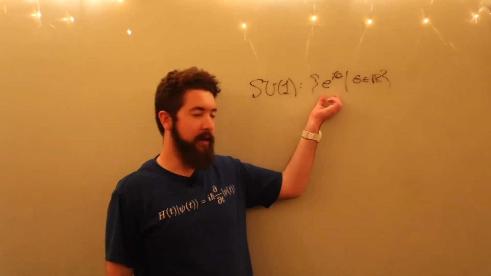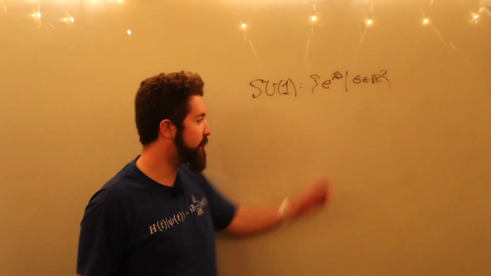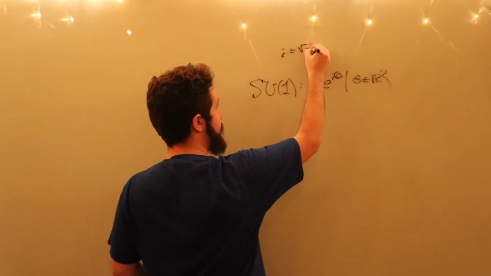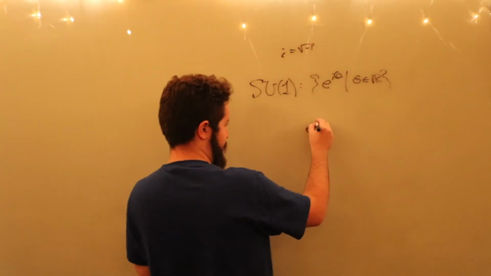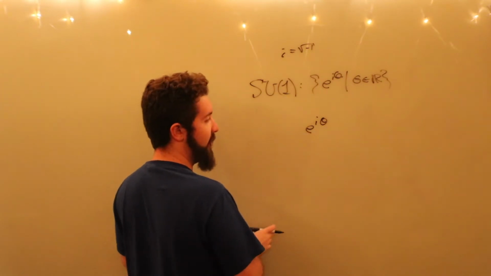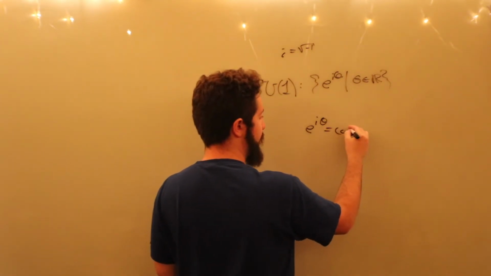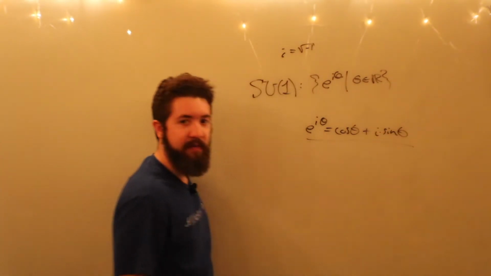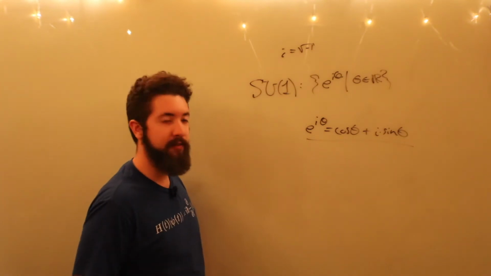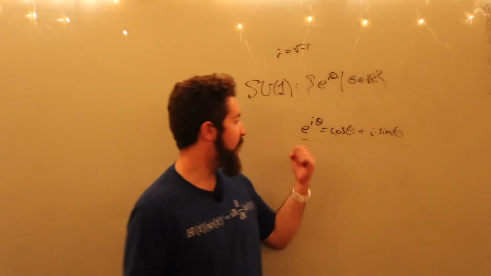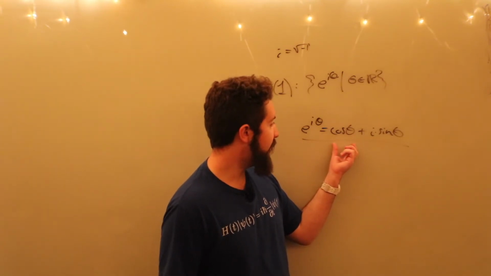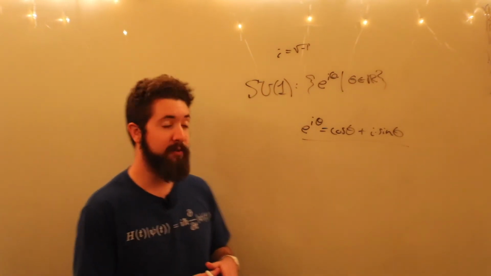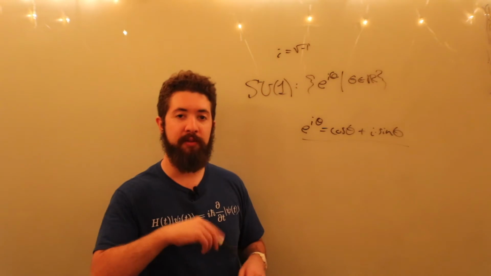Now e to the i theta, if you have not seen Euler's formula before, says that if i is the square root of negative 1, the imaginary unit, then the exponential of i times some real number theta is equal to the cosine of theta plus i times the sine of theta. You can check out my video on Euler's formula if you want to see a derivation of that. But basically, cosine theta is going to be the real coordinate, and sine theta is going to be the imaginary coordinate. So if we think of this as x and y, it's going to trace out the unit circle.